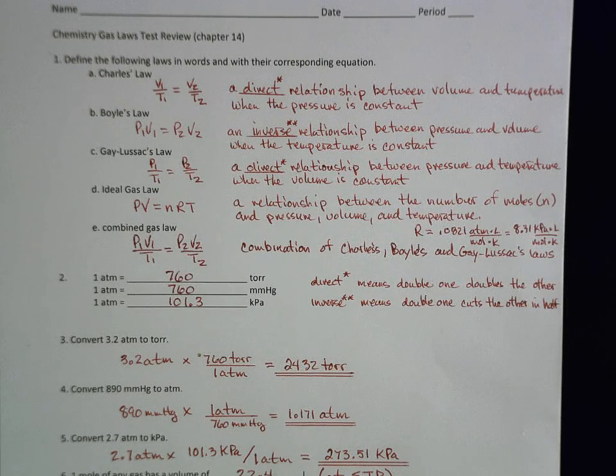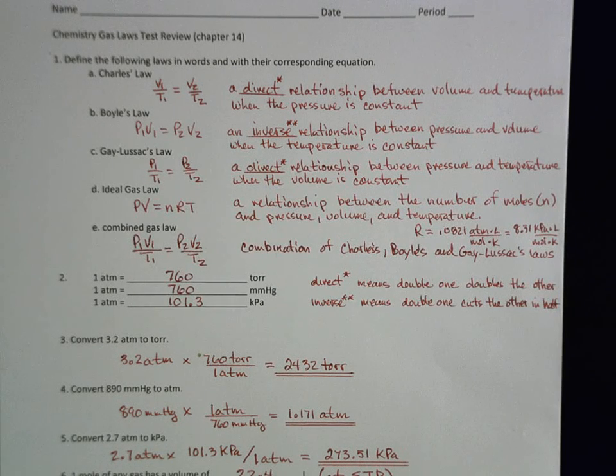Then we have Boyle's law, P1 V1 equals P2 V2. This is an inverse relationship, meaning as one goes up, the other goes down. So if we double the pressure, the volume would have to be cut in half. And in this case, the temperature is what's constant. Gay-Lussac's law, direct, again, similar to Charles' law, but this one is pressure and temperature. Again, temperature has to be in Kelvin. The volume is constant this time.